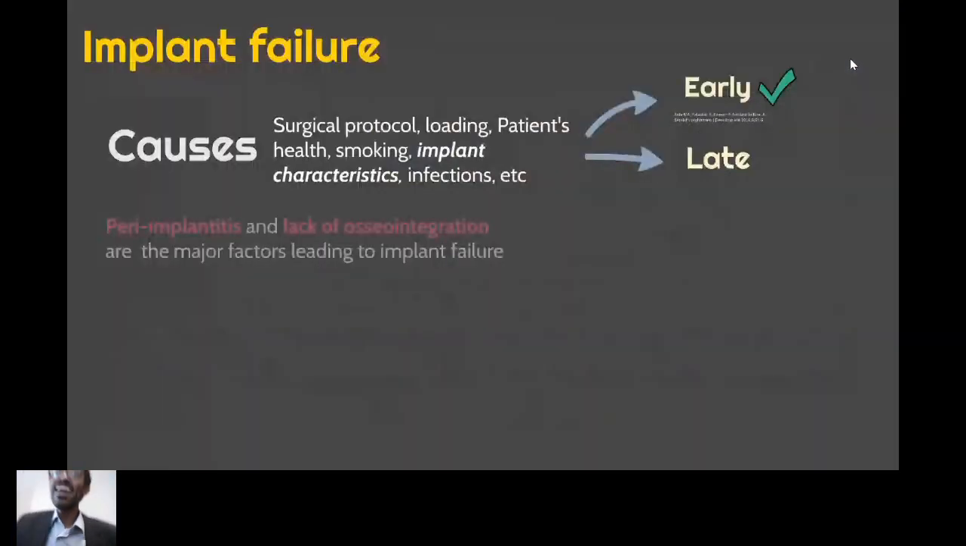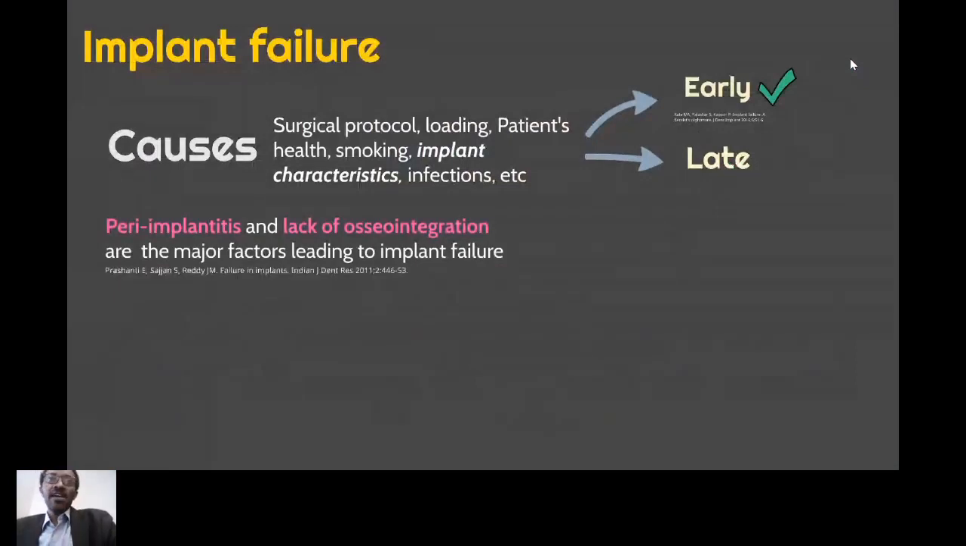So anyhow, implants are supposed to be successful. A few previous researches concluded that peri-implantitis and lack of osseointegration are the major factors leading to implant failure. So most of the failures are either osseointegration did not happen at all, or it happened and then maybe you got an infection and then you lost your osseointegration. This is the main reason for implant failure, okay?